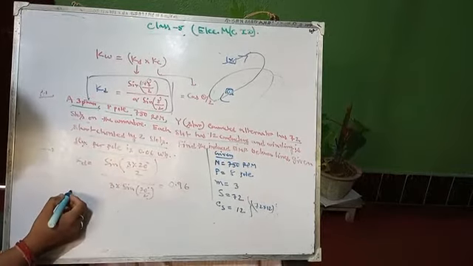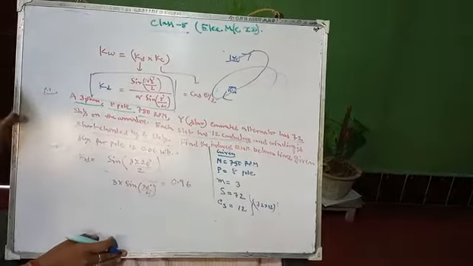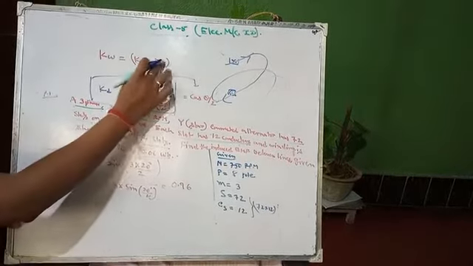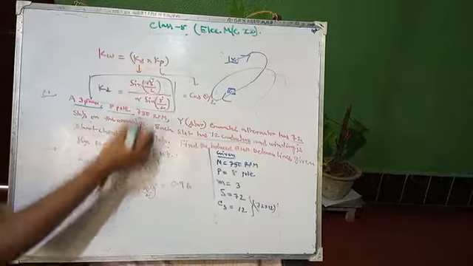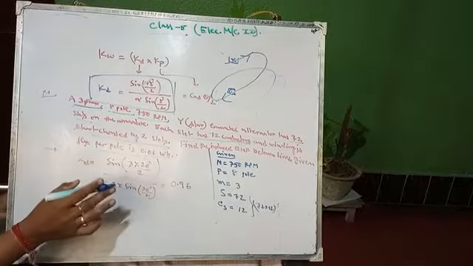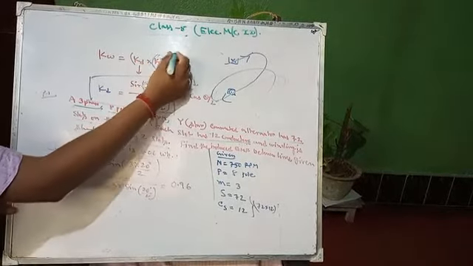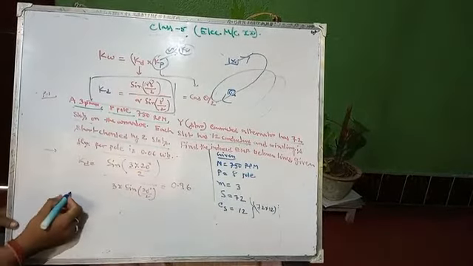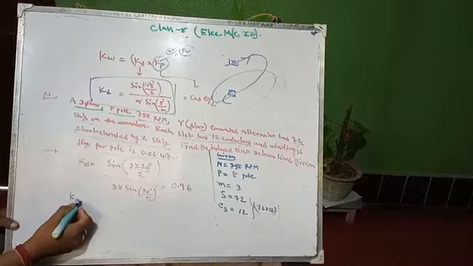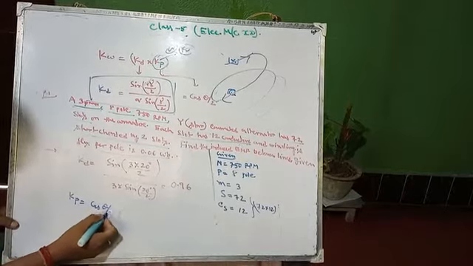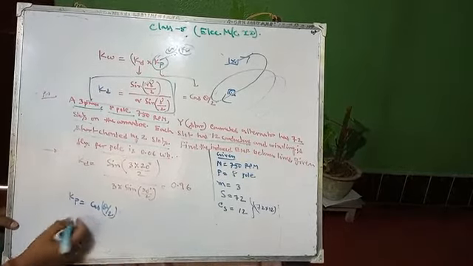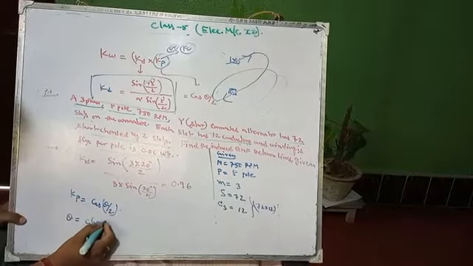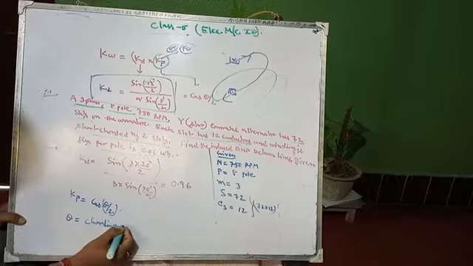So what is the formula of Kc? Before writing Kc or Kp, the pole pitch factor or coil span factor, whatever you can say. For this case, Kp or Kc, the formula will be cos theta by 2. So now you have to find theta. Theta is the chording angle.